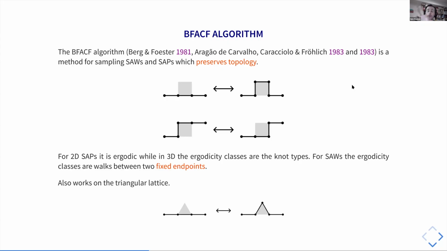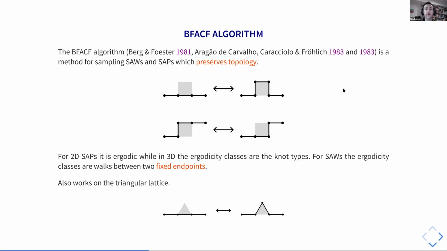If I'm doing something with, say, a polygon and I do a pivot move, I'm not guaranteed to have the same topology after doing the move. I could start off with a trefoil and then do a move and get an unknot. It doesn't preserve topology. So we can instead use the BFACF algorithm, which does preserve topology. On the square lattice, there are two types of moves, just these two illustrated here.